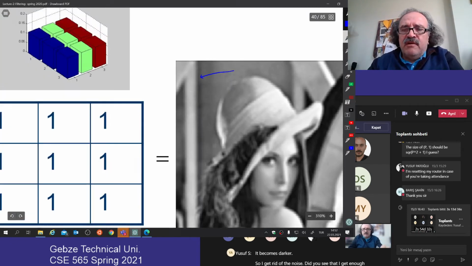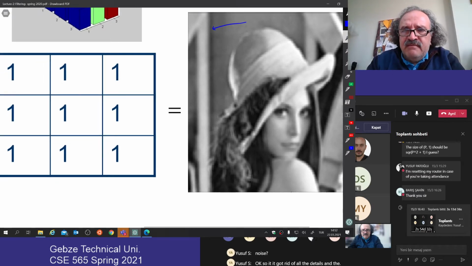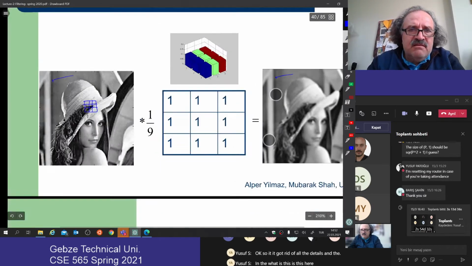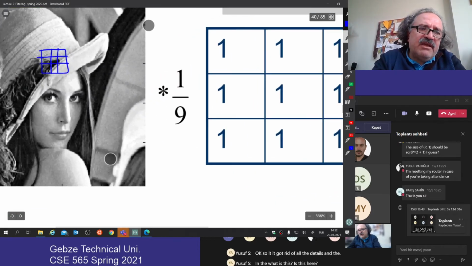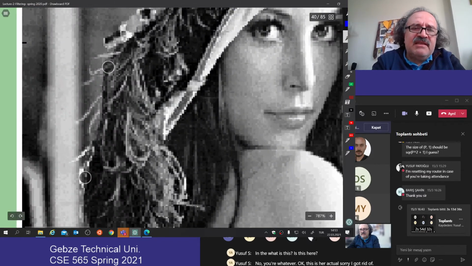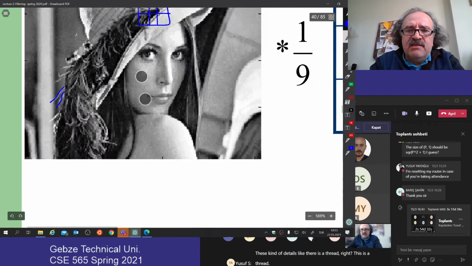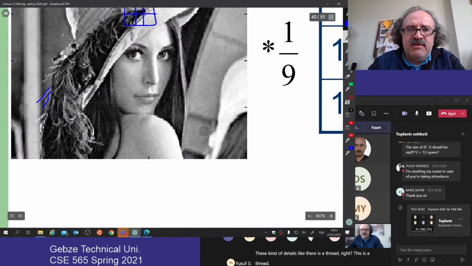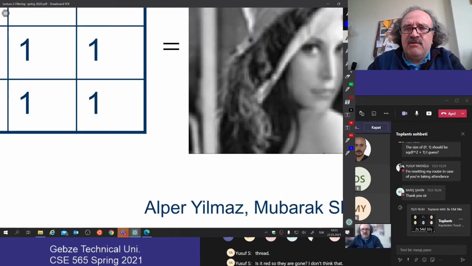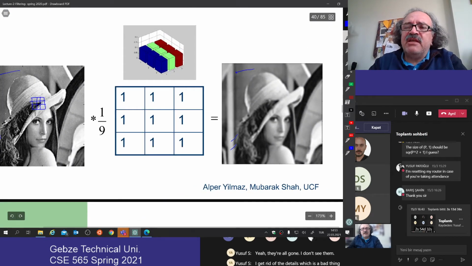Okay, so it got rid of all the details in the, what is this? Is this hair? Oh, yeah, it's her accessory. I got rid of these kinds of details. Like there is a thread, right? This is a thread. This is a thread. They are all gone. I get rid of the details, which is a bad thing, but also I get rid of the noise at the upper part.